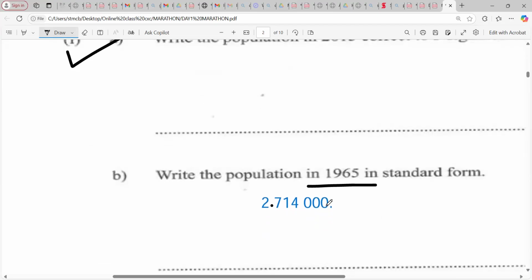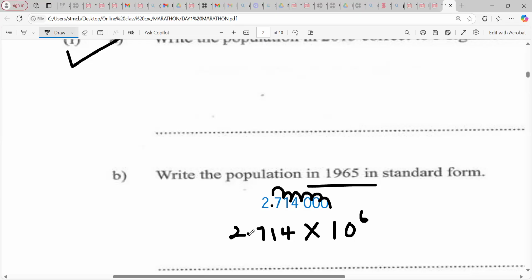If you get it from here to here, it will be 1, 2, 3, 4, 5, 6. So what that means now, you have 2.714, times 10 to the number of places we move. Now we move 6 times because that's what we had to do.